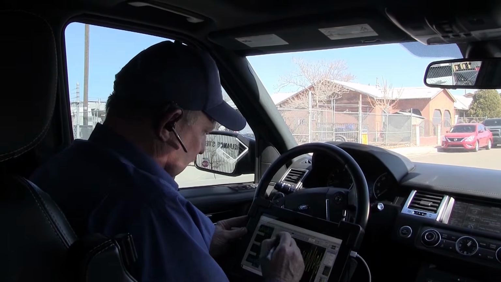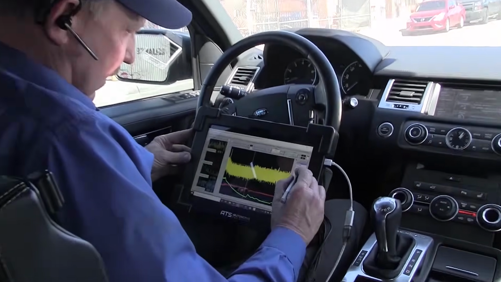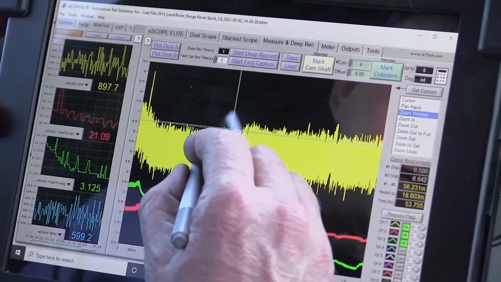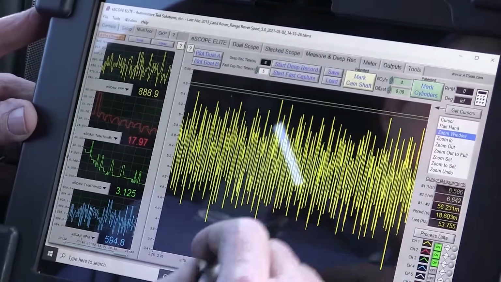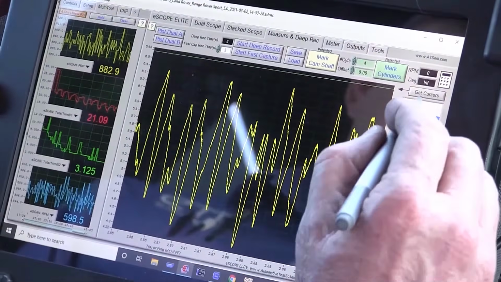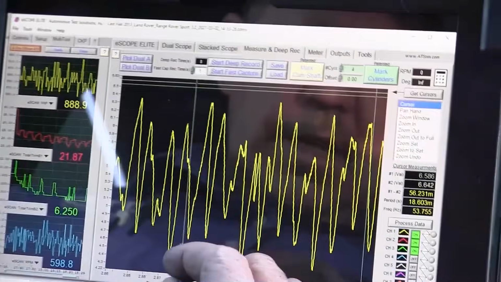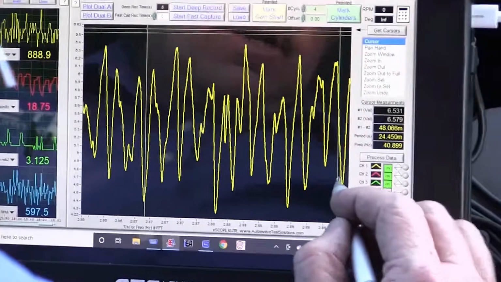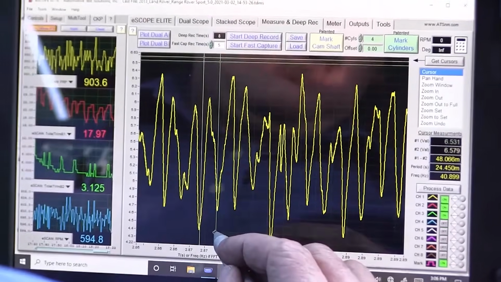We need to do this a few times to see if we get any cavitation. So we're going to come over here where it starts to fail and check this again. I'm just trying to see if the pump is cavitating, putting air, or losing its fuel.